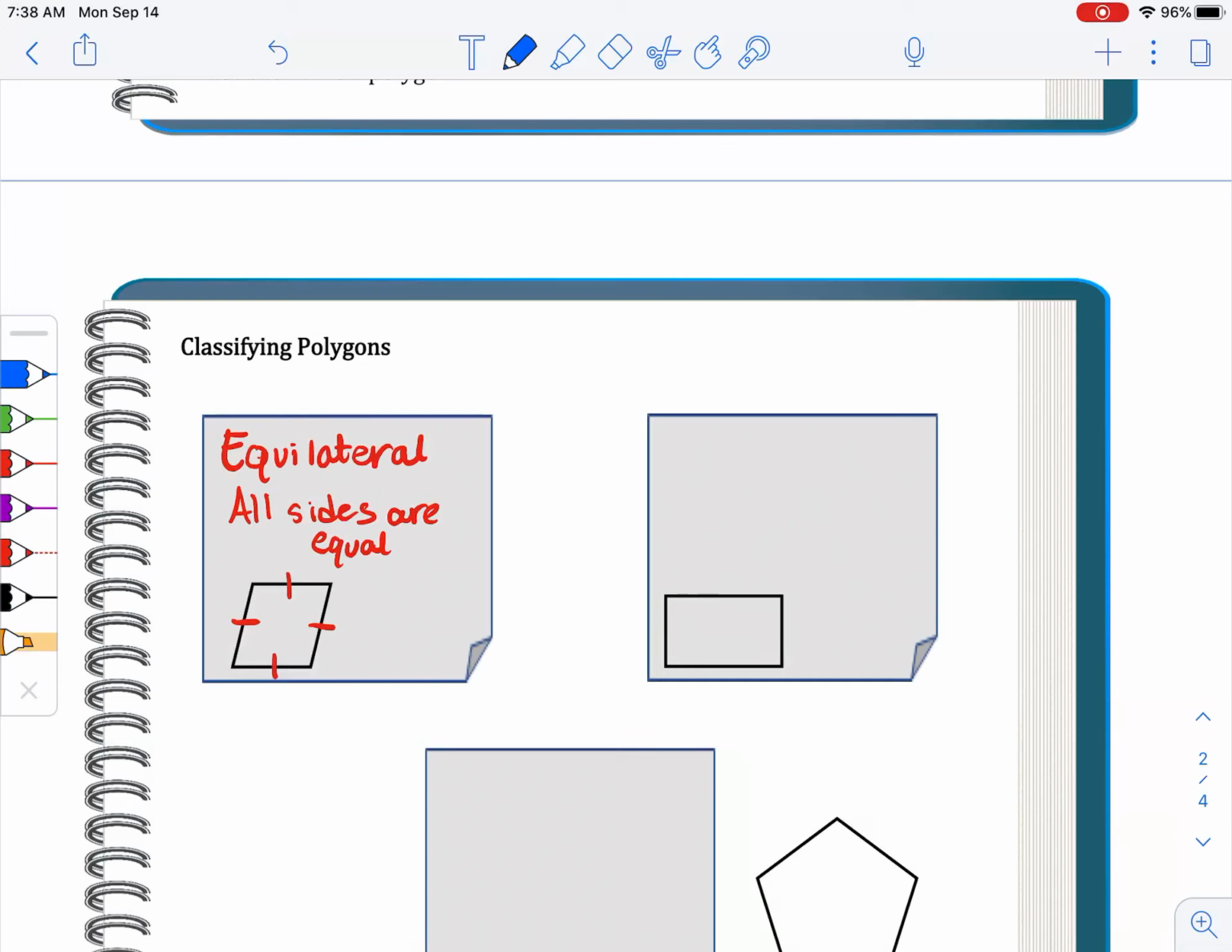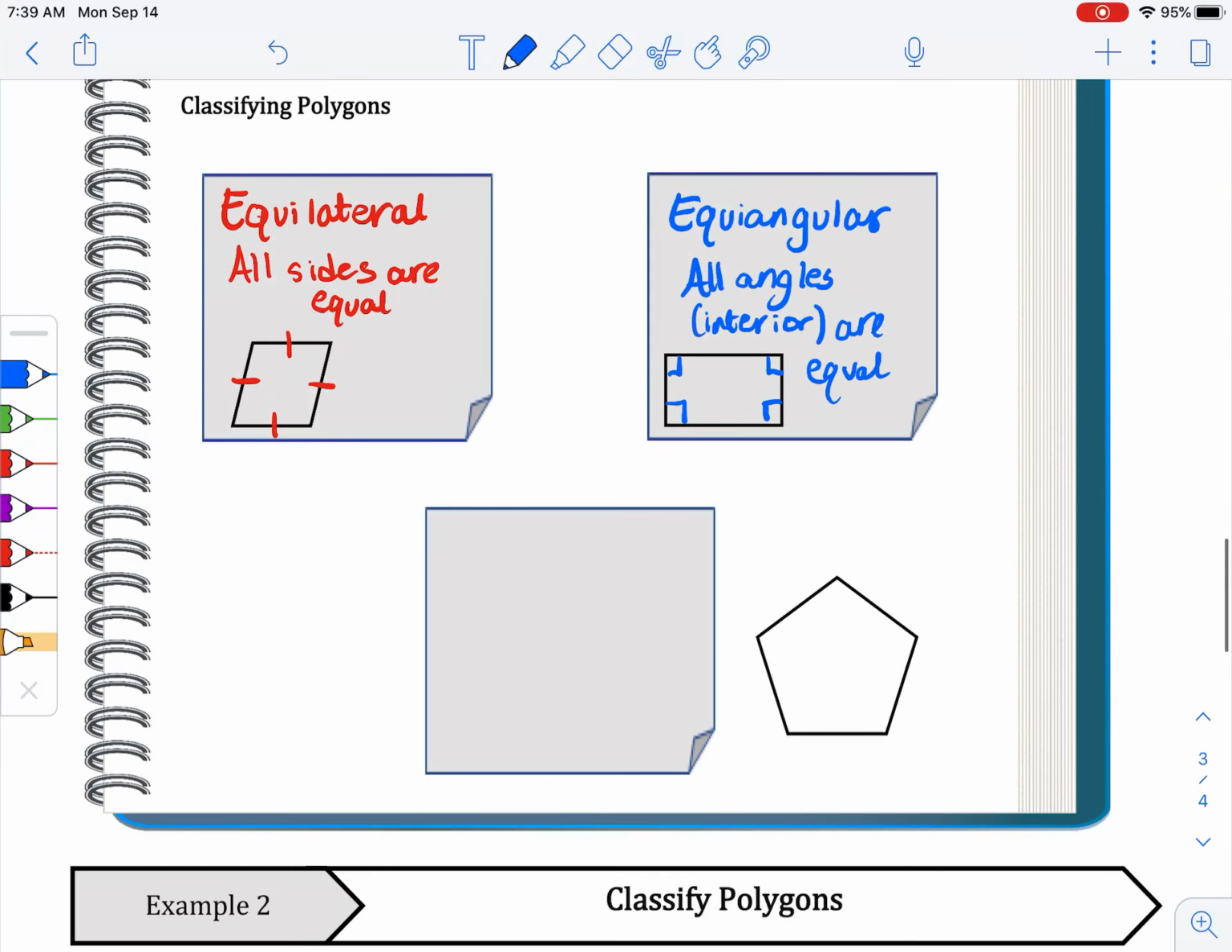Then we have equiangular, where all angles are equal. And I should say all interior angles, just to be more specific, because we're not talking about those outside angles. And we would denote that with an arc, and more specifically here, these are all right angles, because this is a rectangle. So we would denote that way.